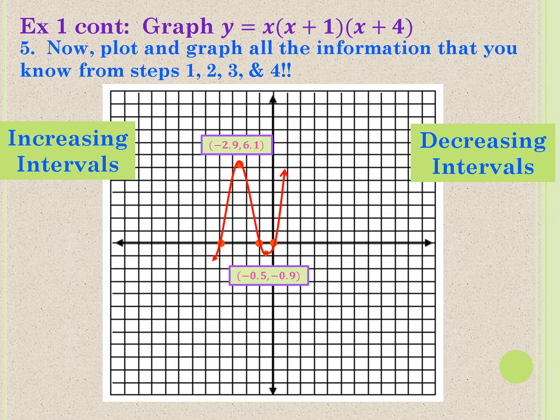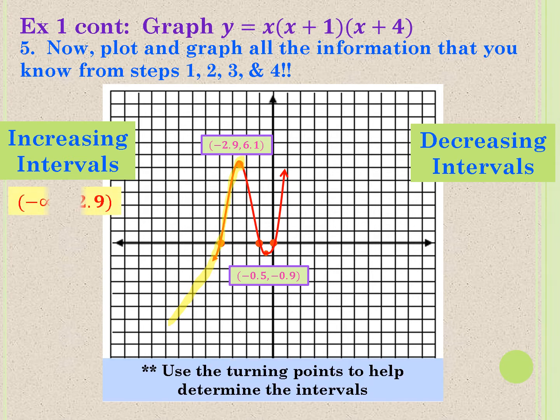So let's look. Okay, so if I go, and remember, you always read your graphs left to right. So as I come from negative infinity, I'm increasing, increasing, increasing, increasing. Oh, I stop right there. So from x equals negative infinity, because that's where that graph is headed, all the way up to negative 2.9, I'm increasing. Now, the reason we put a parentheses versus a bracket at negative 2.9 is because that point's really neither increasing nor decreasing. It's just a turning point.